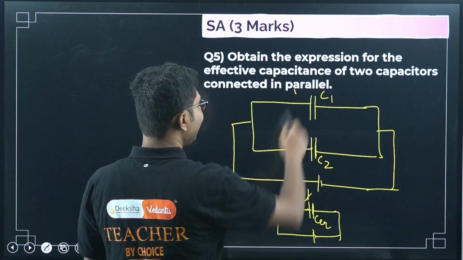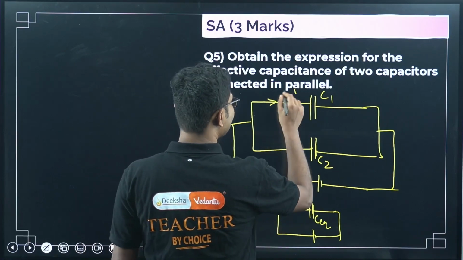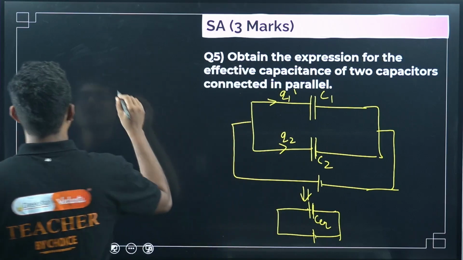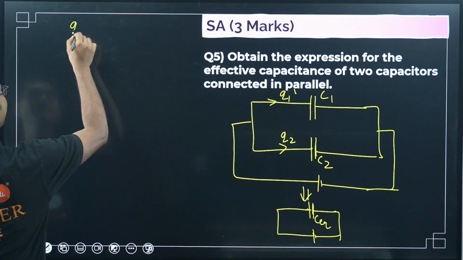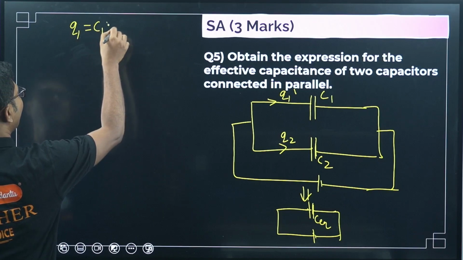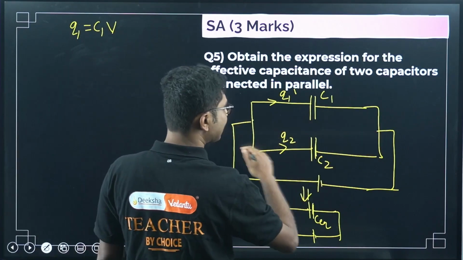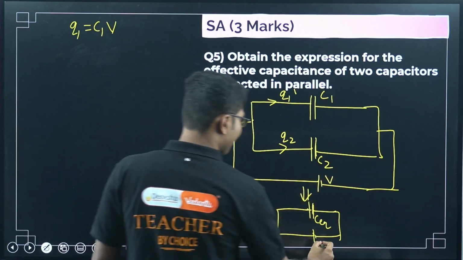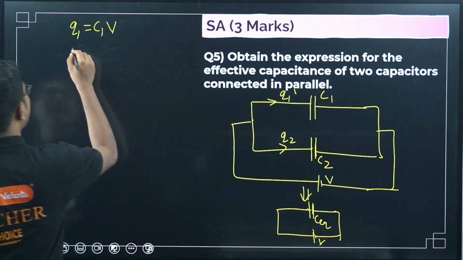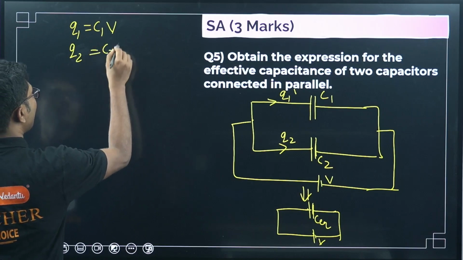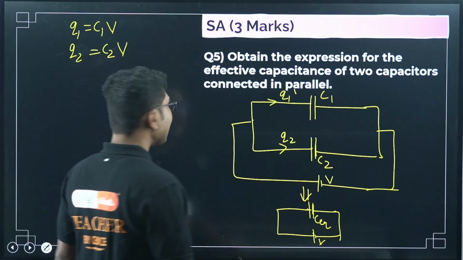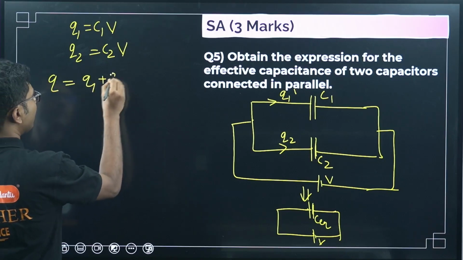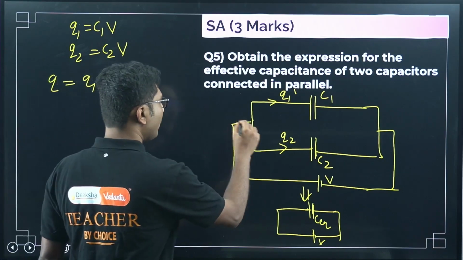Now, suppose the charge stored here is Q1, and the charge stored here is Q2. From capacitance we know that Q equals CV, so Q1 equals C1V. The potential across both the capacitors is the same here. They are connected in parallel, and in parallel, potential is the same. That is the parallel combination. And Q2 equals C2V. Right. Now, what is the total charge? Total charge Q is Q1 plus Q2. That is the total charge flowing through the circuit.